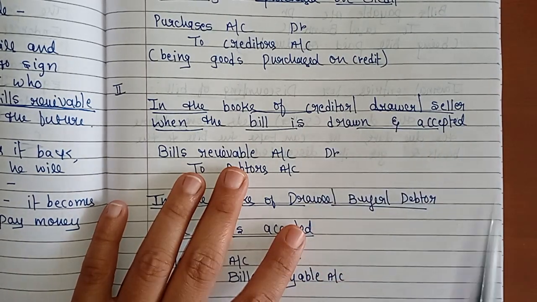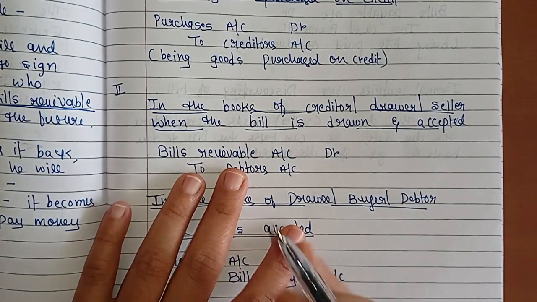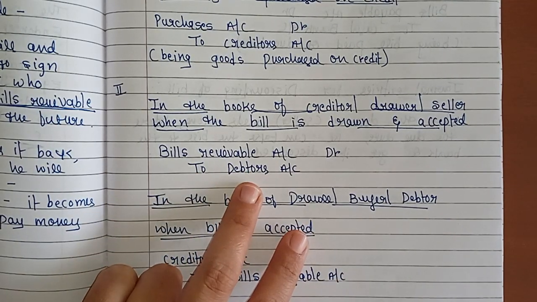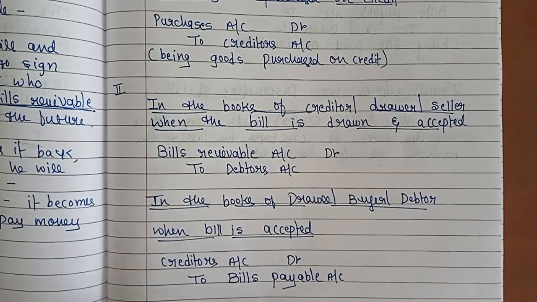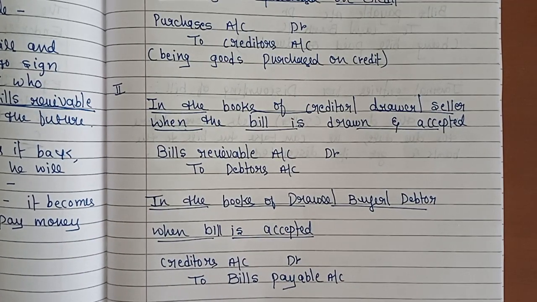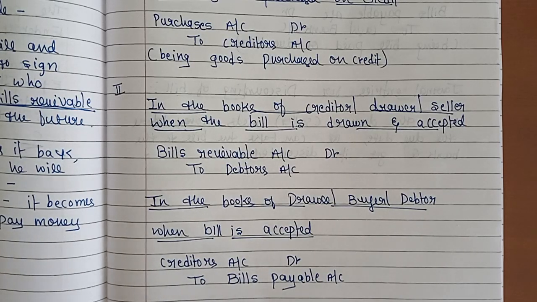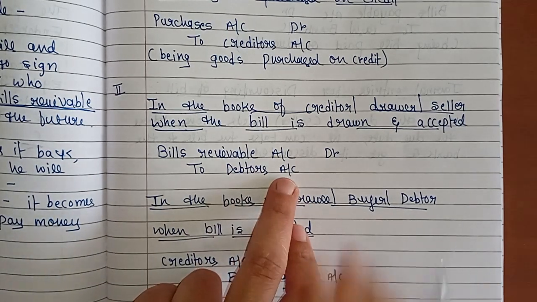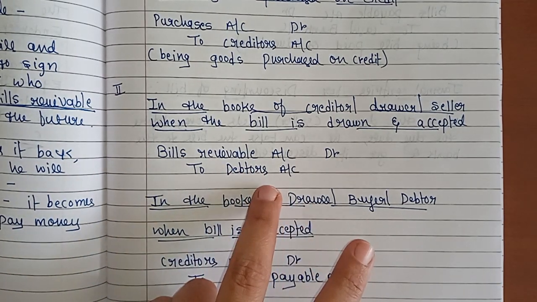So when the bill is drawn and accepted, the journal entry in the books of drawer or creditor or seller is: Bills receivable account debtor to debtor's account. Bills receivable, debit what comes in. It is a real account, that is right. To debtor's account. The bill is drawn and accepted, means debtor's account, credit the giver. This is the personal account.